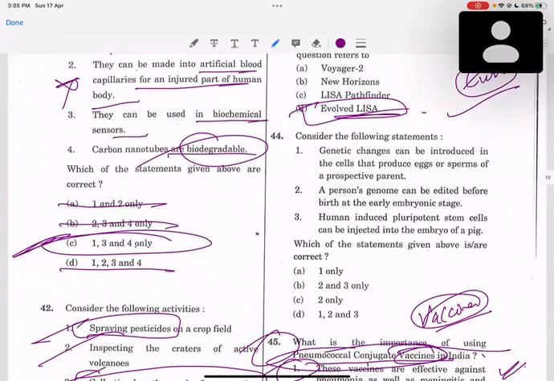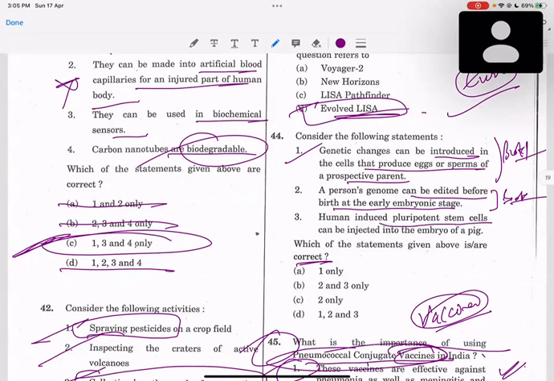All right, if you look at question 44: genetic changes can be introduced in the cells that produce eggs or sperms of a prospective parent. Yes, this is what biotechnology is, so 1 is correct. A person's genome can be edited before birth at the early embryonic stage. Yes, biotech.